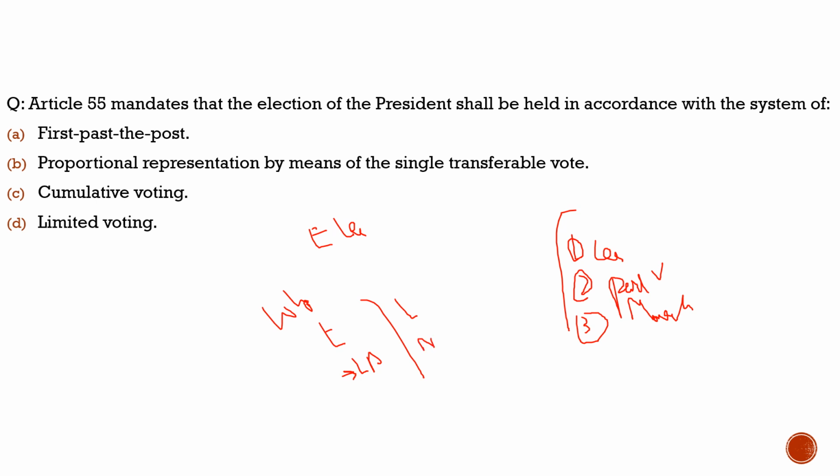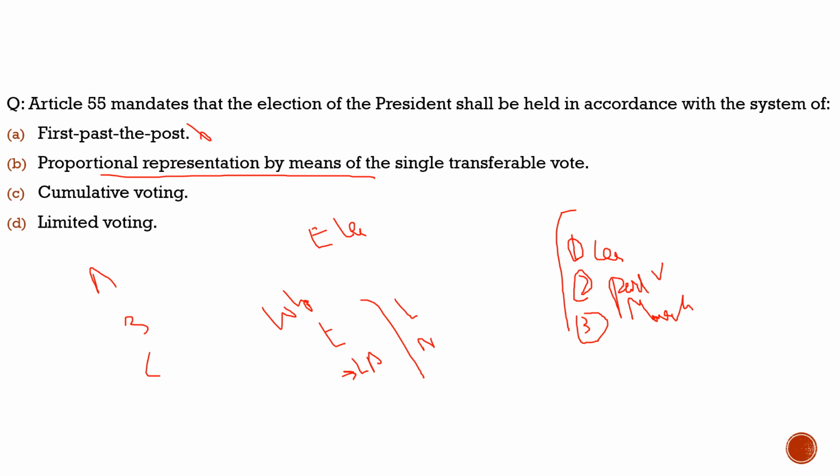Today we have to discuss Article 55: the election of the president shall be held in accordance with the system of what? Whether it is first past the post? No, it is proportional representation by means of the single transferable vote. For the president to be elected, for example, there are three candidates. Suppose it is A, B, and C, and all of them are contesting for the election.